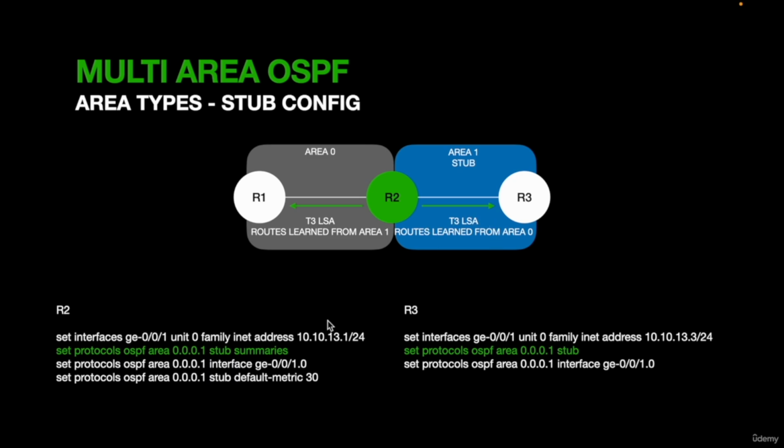You will configure the interface on both devices, and on the ABR you'll specify stub summaries. You'll add the interfaces in OSPF, and you will also configure the stub default metric of 30, which means that the routes which will be shared to area 1 will have a metric of 30. And on R3 you just specify the interface. You specify that area 1 is a stub area, and the interface which is participating in OSPF.